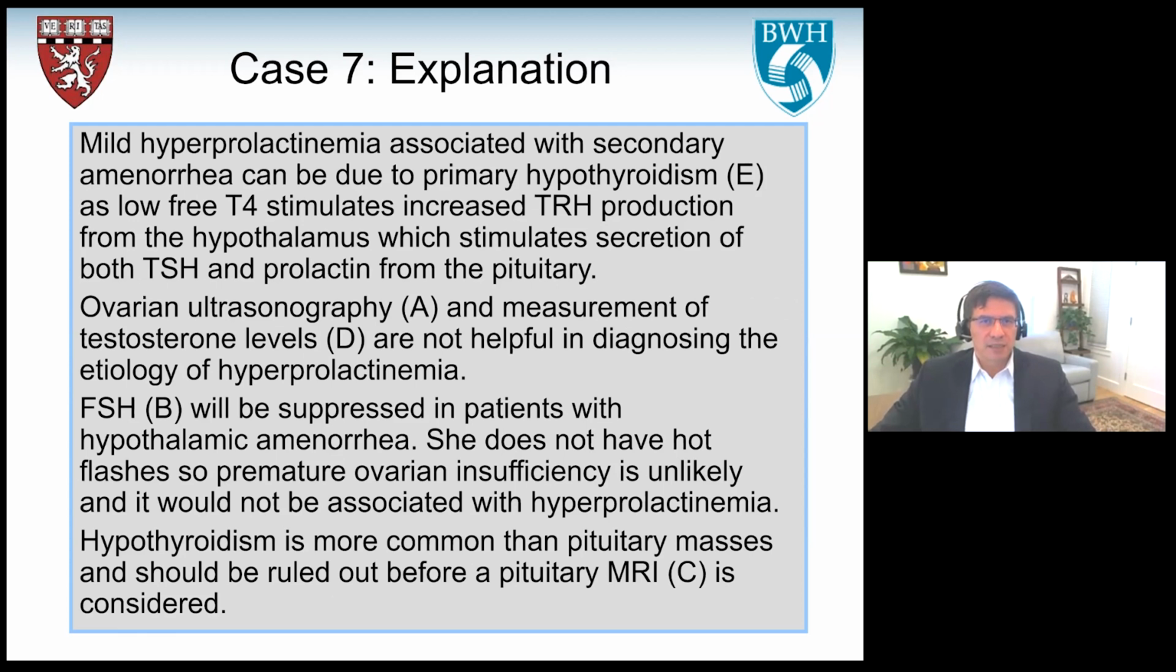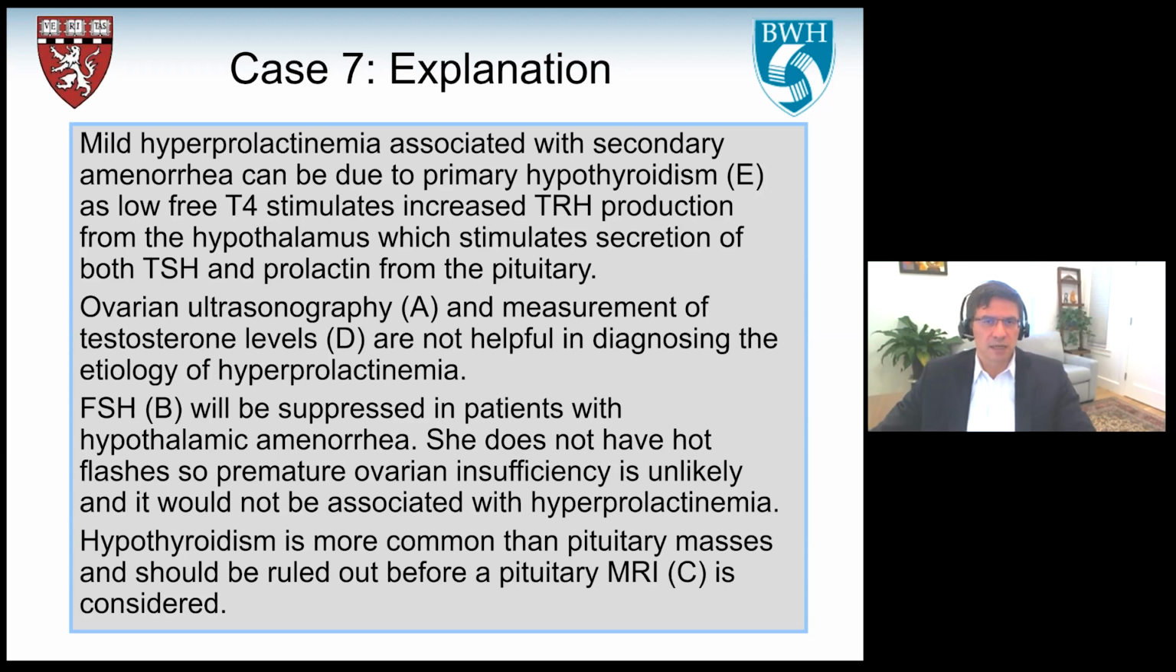Mild hyperprolactinemia associated with secondary amenorrhea can be due to primary hypothyroidism, as low free T4 stimulates increased thyrotropin-releasing hormone, or TRH, production from the hypothalamus, which stimulates secretion of both TSH and prolactin from the pituitary.